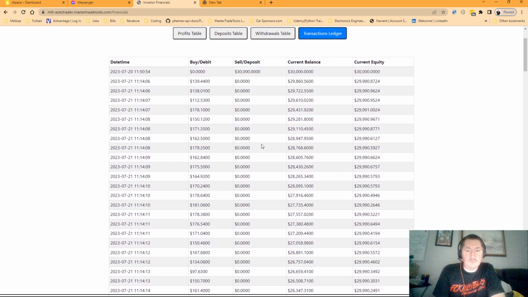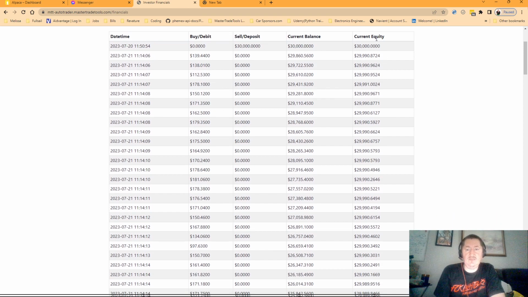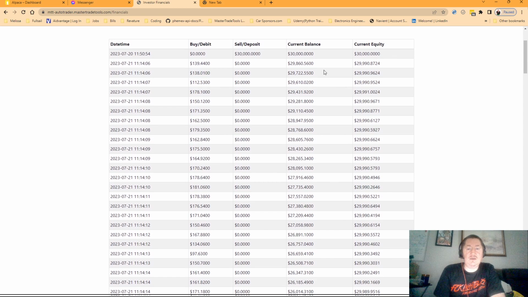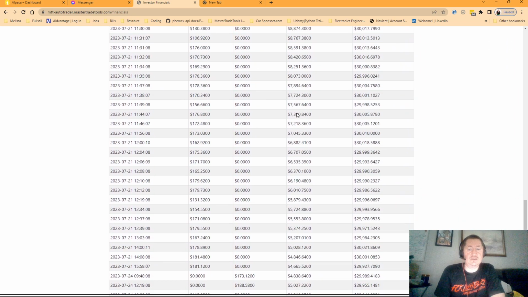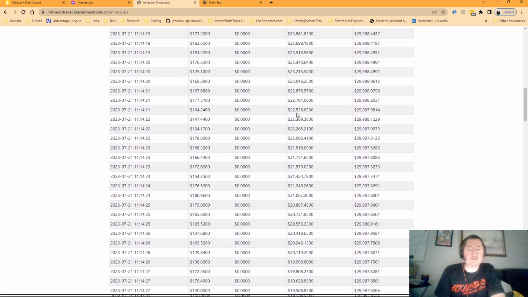So back to the transaction ledger. This is a very good accounting of all your deposits and all your sells and the current equity at the time when you made that profit and the current balance. This is your cash balance right here.